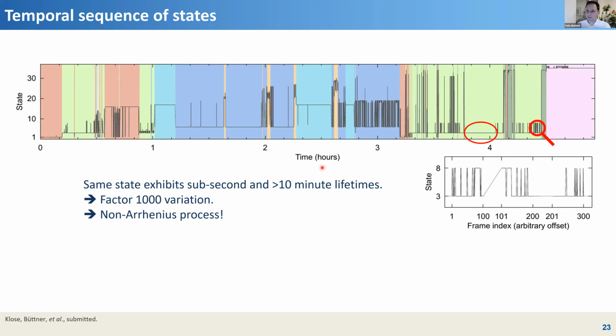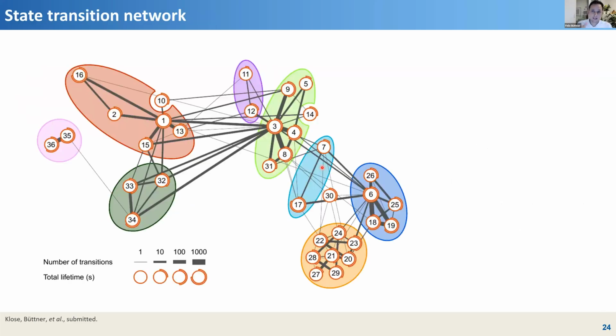The second thing becomes more interesting if we also include the temporal and correlation information to construct the so-called state transition network. What is shown here is all these 36 states, arranged such that their distance approximately corresponds to their correlation value. So the closer these states are drawn here, the more similar they are in real space.